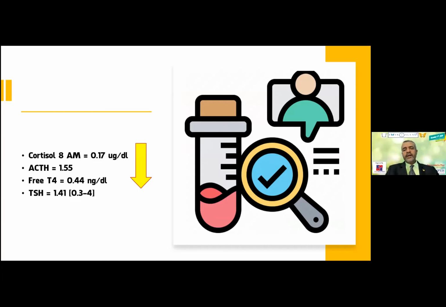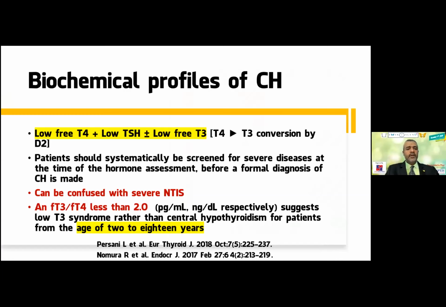So what are the biochemical profiles that are consistent with central hypothyroidism? Definitely the classic one, the one that we teach for our students in medical school: low free T4, low TSH, plus or minus low free T3, because the conversion of T4 into T3 by D2 may preserve T3 to the last. Patients who present with such a presentation, low free T3, low free T4, low TSH, should systematically be screened for severe disease at the time of hormone assessment, because this can be confused with severe non-thyroidal illness. A free T4 to free T3 ratio of less than 2 suggests low T3 syndrome. A free T3 to free T4 ratio greater than 2 would suggest central hypothyroidism.